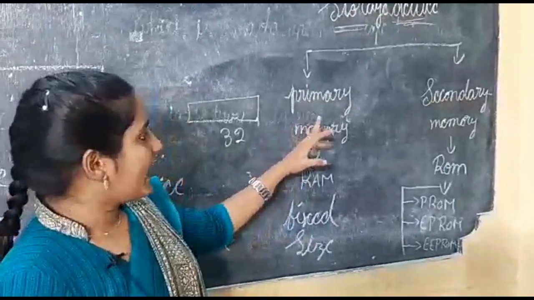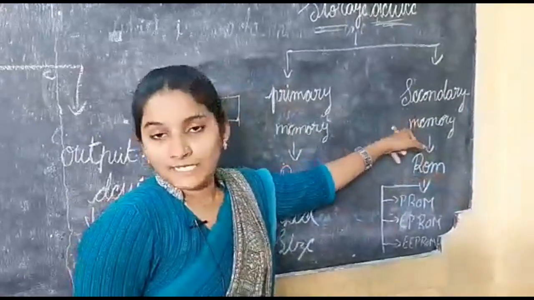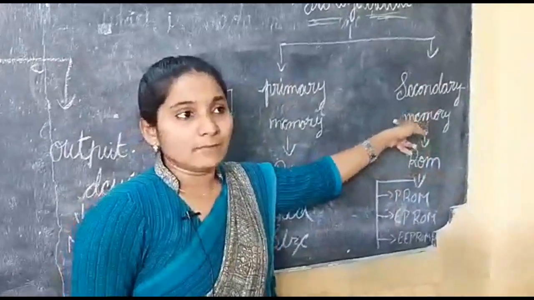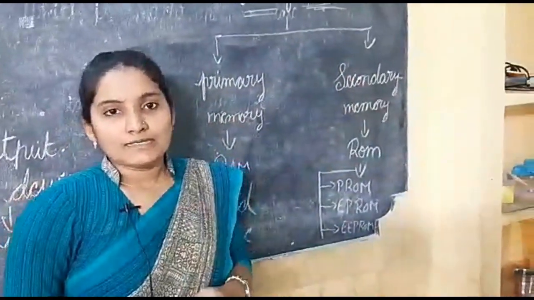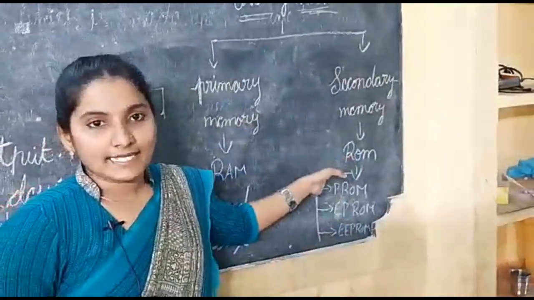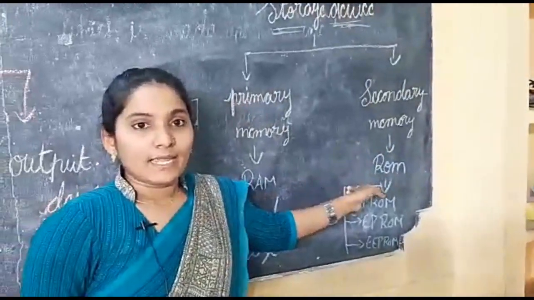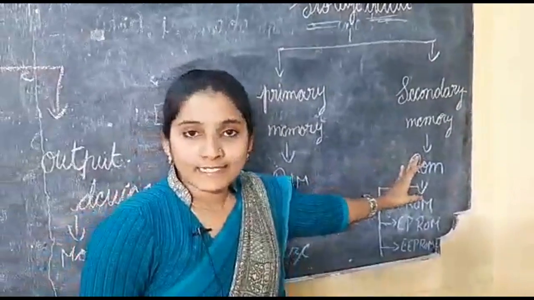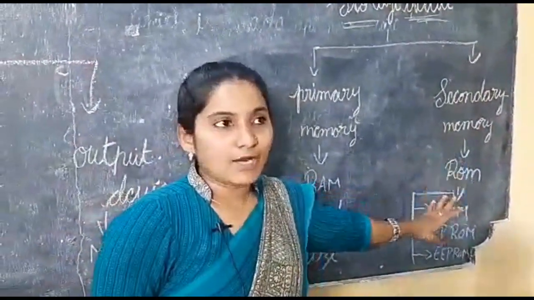Okay, children. And next one, secondary memory. This is a permanent memory. Why are we calling it permanent memory? When the computer light is off also, it does not erase the data. It stores the data in secondary memory. Okay. It has no fixed size also.